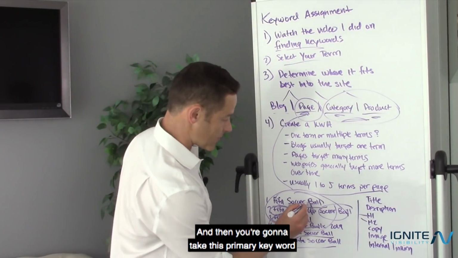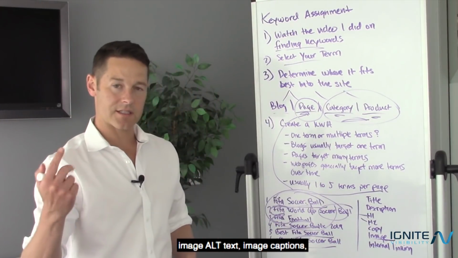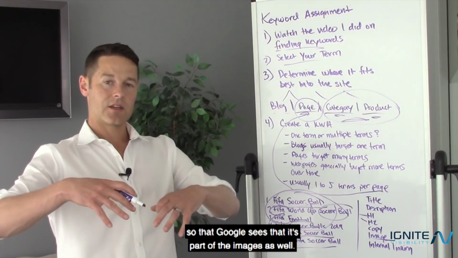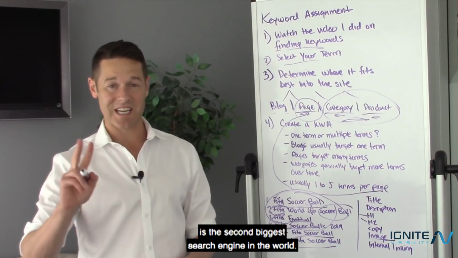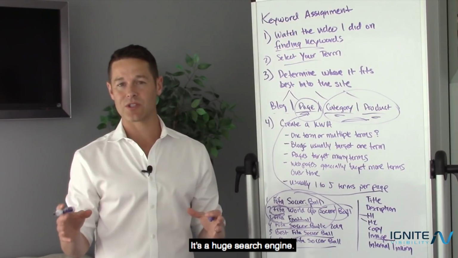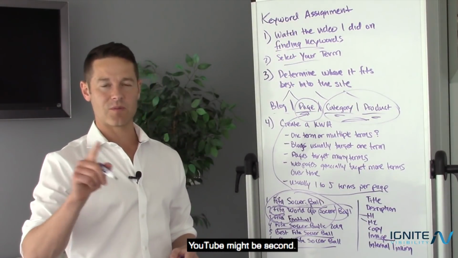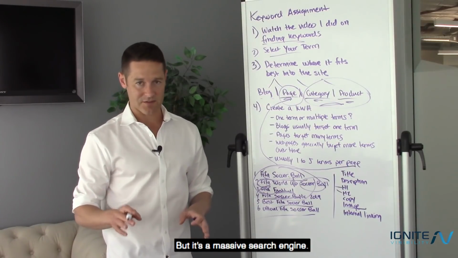And then you're going to take this primary keyword and put it into the image file name, image alt text, and image caption, so that Google sees that it's part of the images as well. By the way, Google Image Search is the second biggest search engine in the world, right? It's a huge search engine. Actually, don't quote me on that. YouTube might be second. I think Image Search is third, but it's a massive search engine.